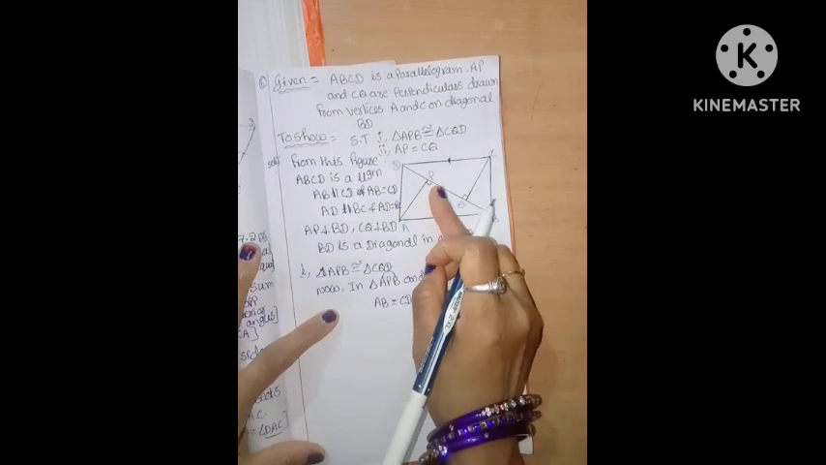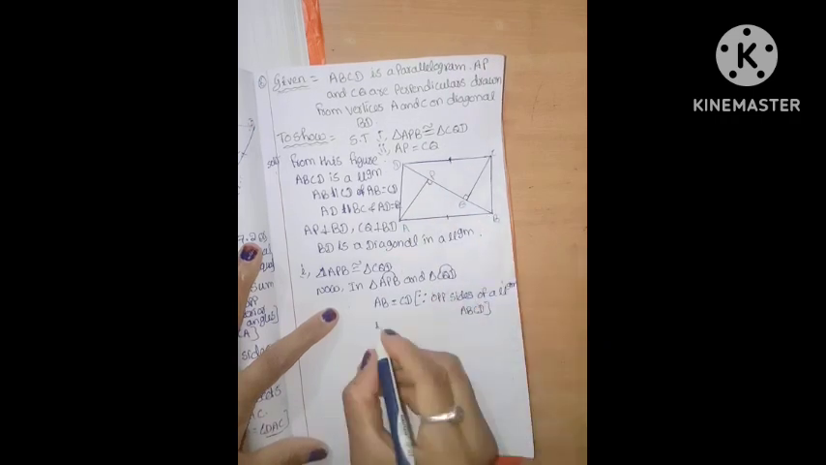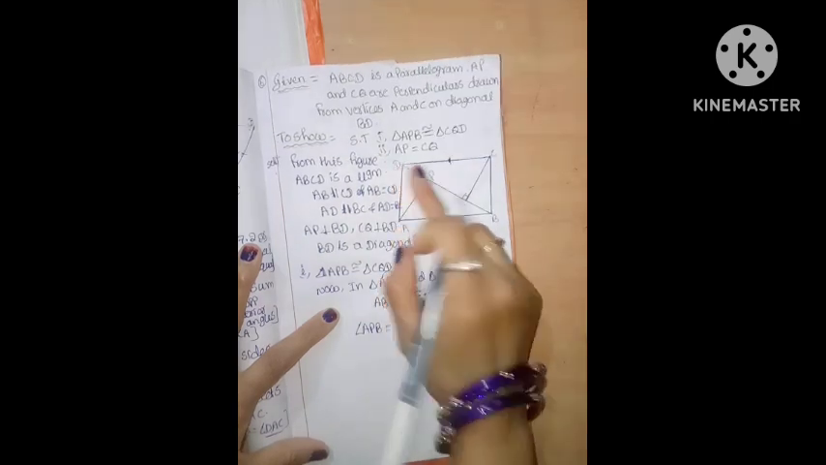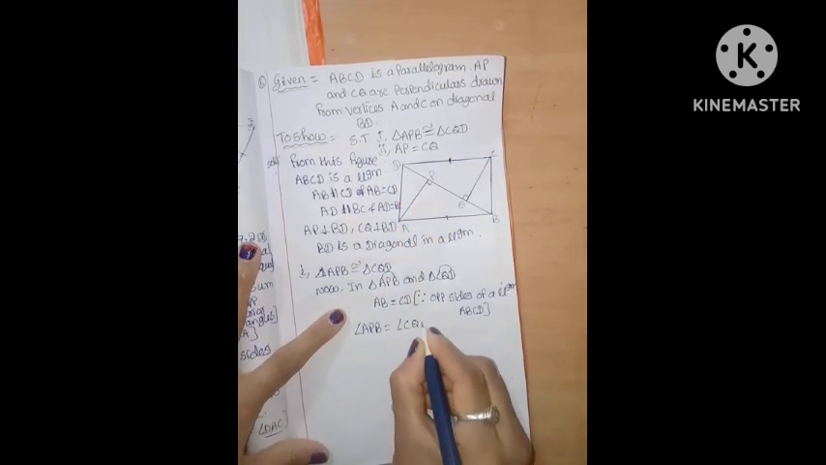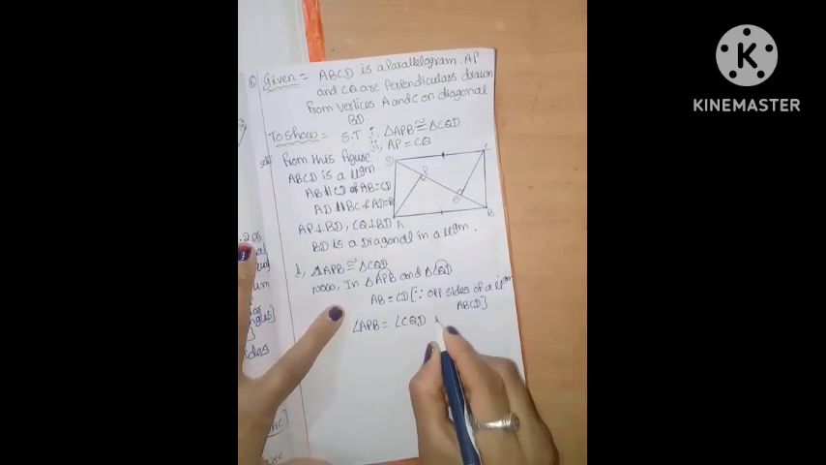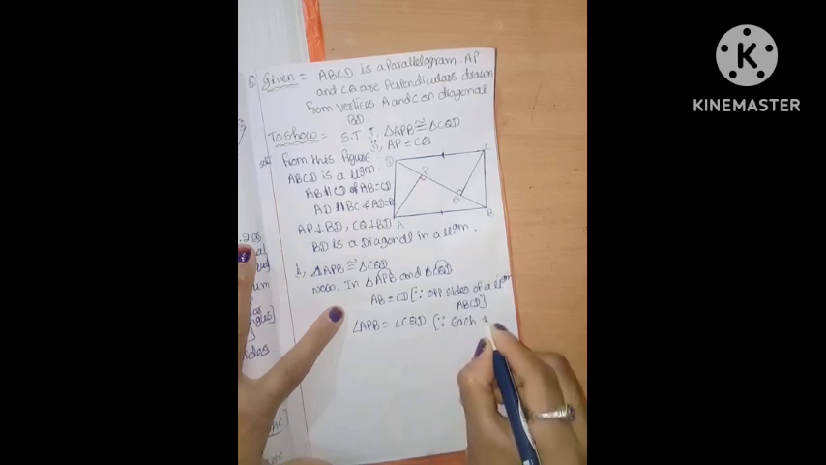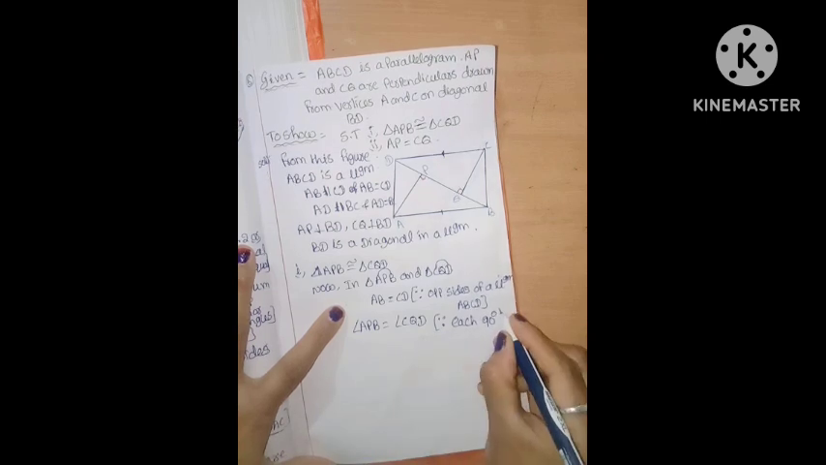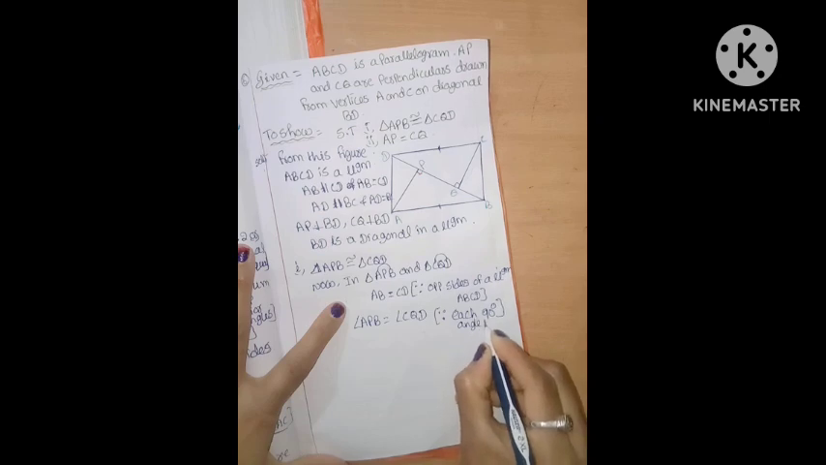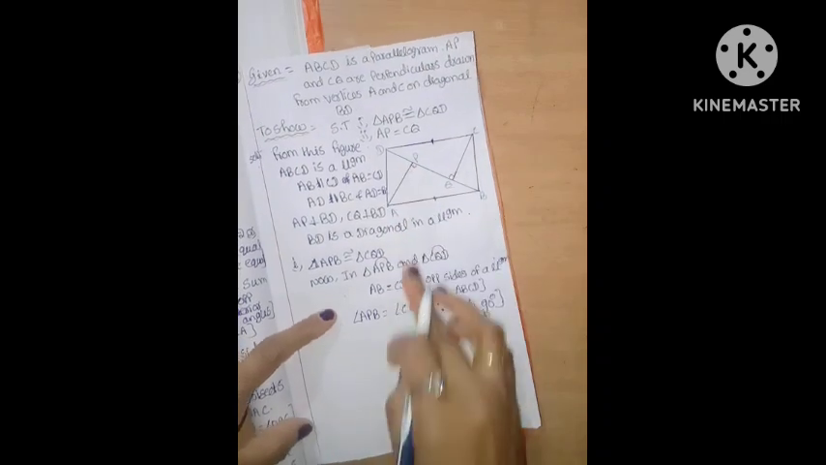What angle is given? This perpendicular angle is given. Angle APB is equal to angle CQD. P and Q, these two angles are equal. Why are they equal? Each angle is 90 degrees. Each is 90 degrees only. All are correct.